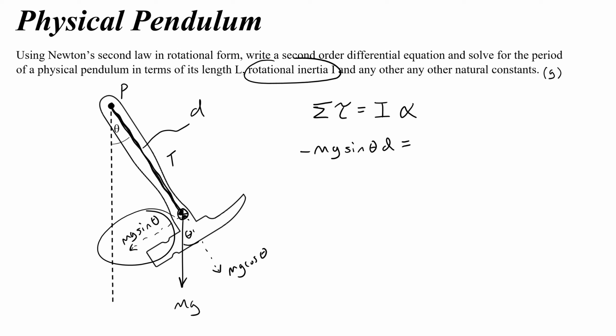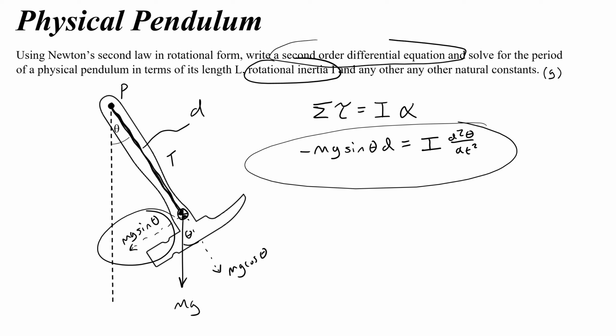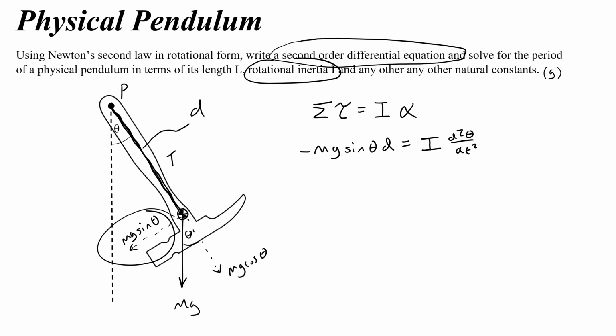It tells me to leave the rotational inertia as I in this equation, which I'm going to do. And then I know that the angular acceleration is really the second derivative of angular position with respect to time. Awesome. Now this right here, that's exactly what this is, a second order differential equation, once I get rid of sine theta. So small angle approximation again. Sine theta is equal to theta for small angles. And so this would give me negative mg theta times d. I keep I. And now I replace the acceleration or second derivative with negative angular frequency squared times theta.